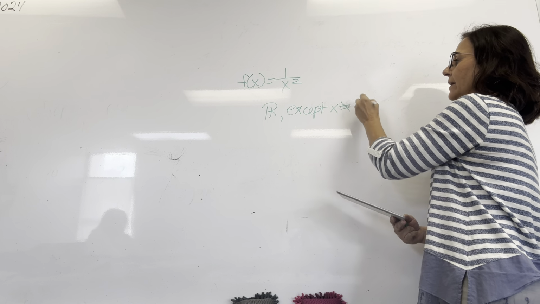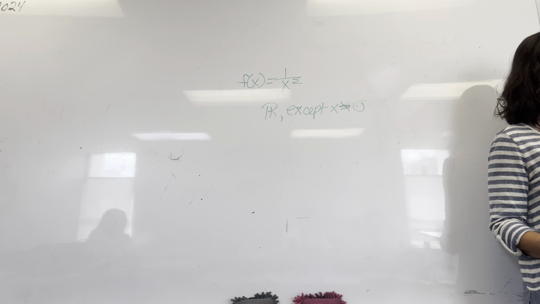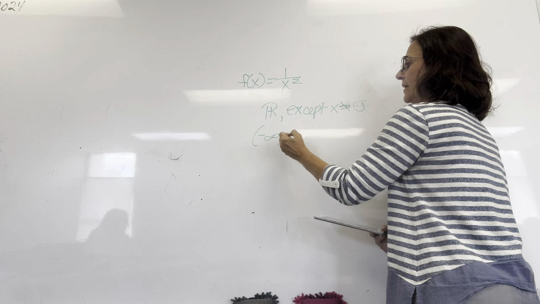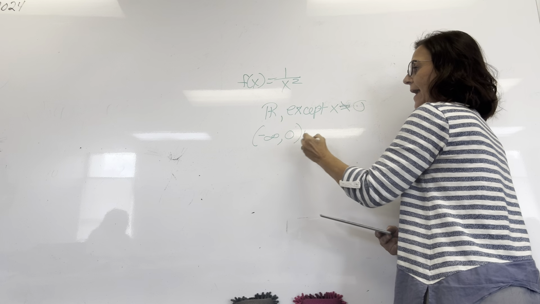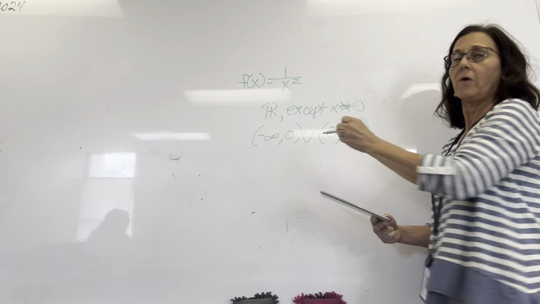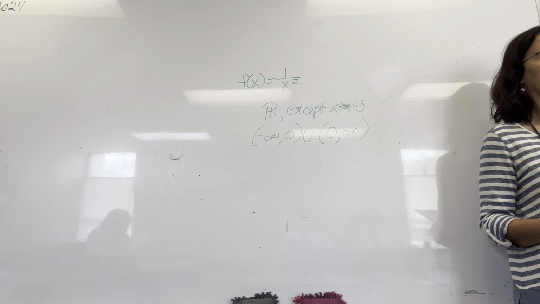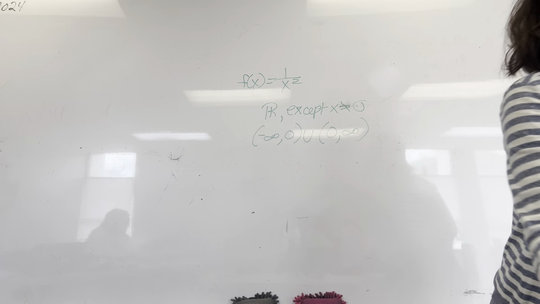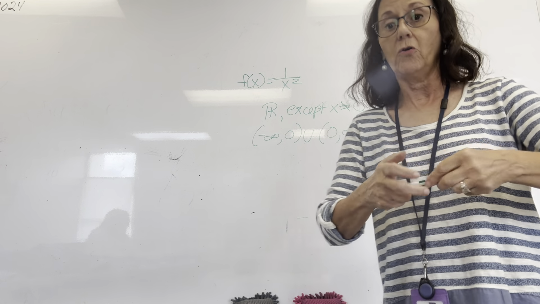x cannot equal 0. So you could write it in interval notation, negative infinity up to 0 and 0 up to positive infinity, or you could write it the other way. Make sense? Same domain rule that we have been using.